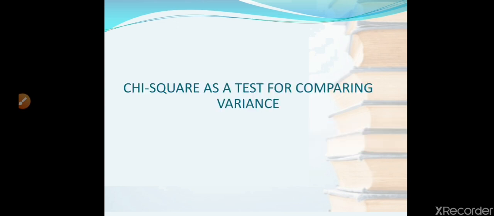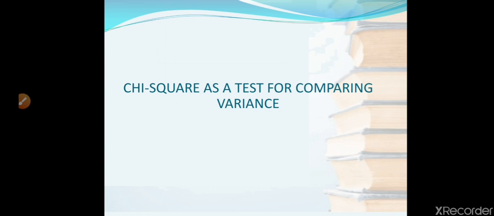Next is chi-square as a test for comparing variance. Now many times researchers need to know whether the differences they observe among several sample proportions are significant or only due to chance. The chi-square value is often used to judge the significance of population variance. We can use the test to judge if a random sample has been drawn from a given normal population or not.